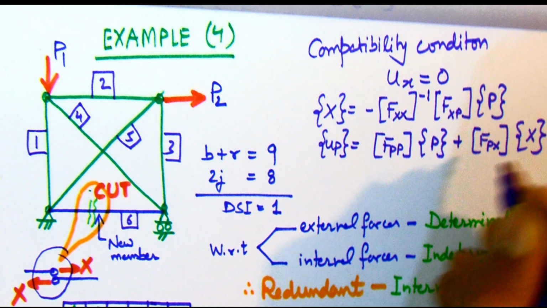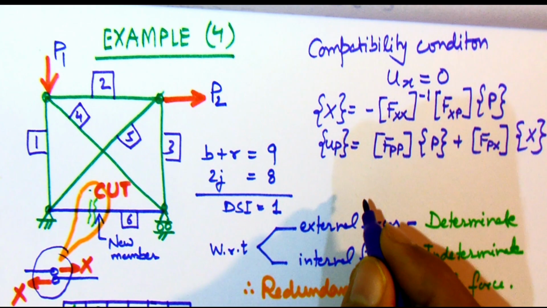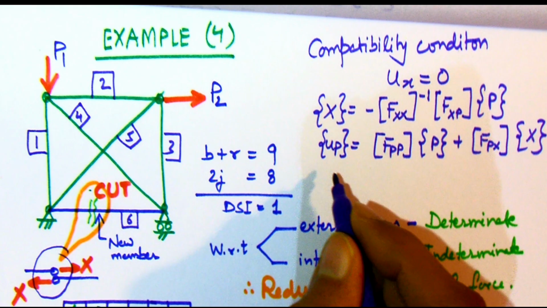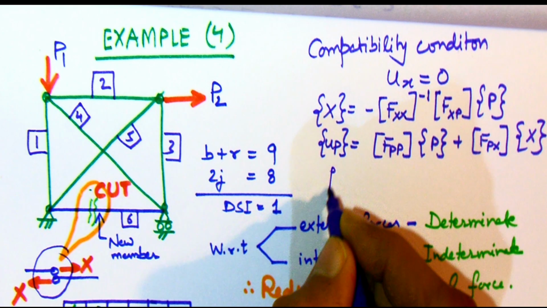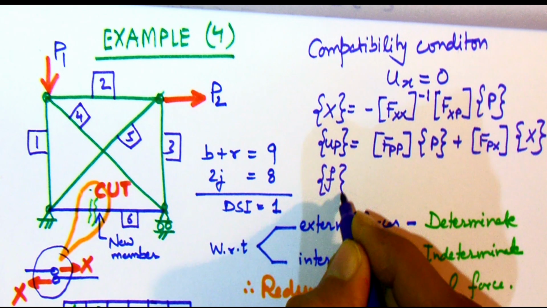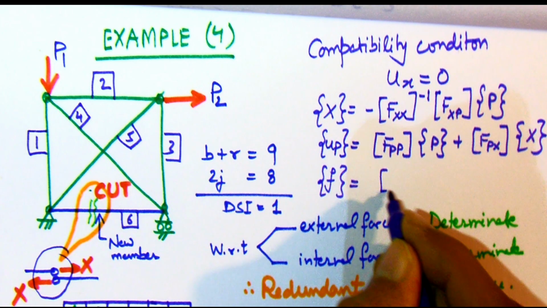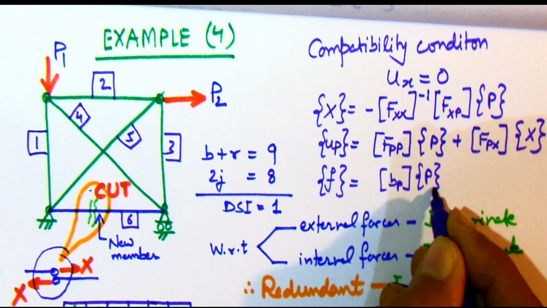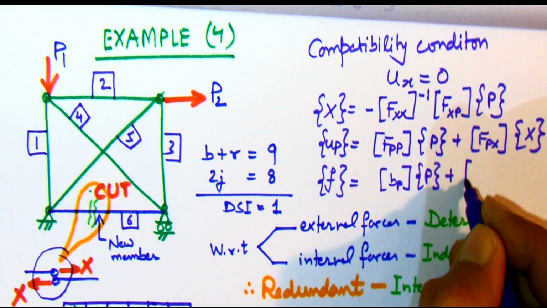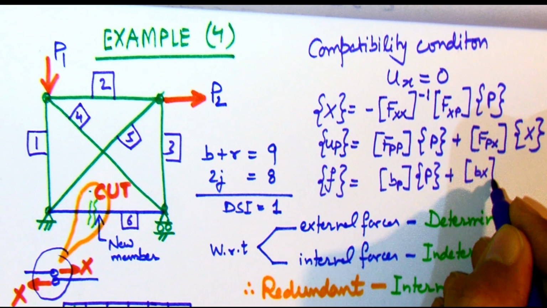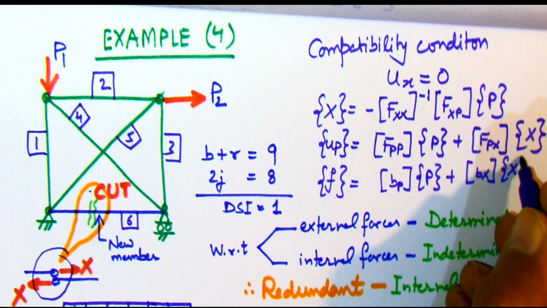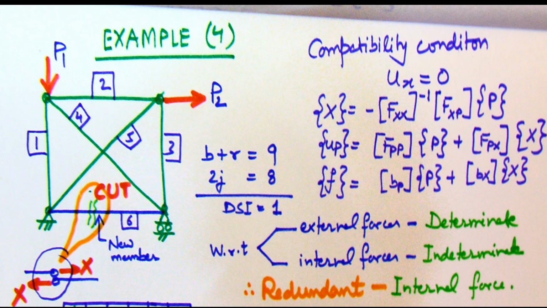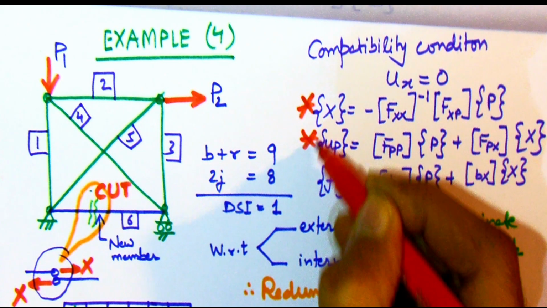So all you have to do is now get all these matrices FPP, FPX and FXX, and using the already elaborate procedure obtain the redundant x, then up, and then you obtain the internal forces F. So this is your homework.